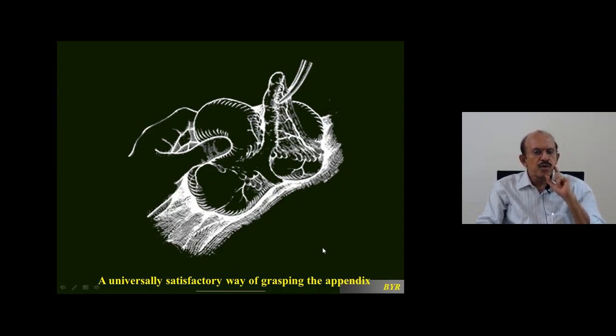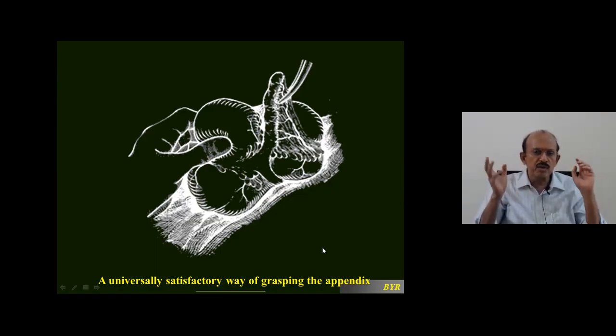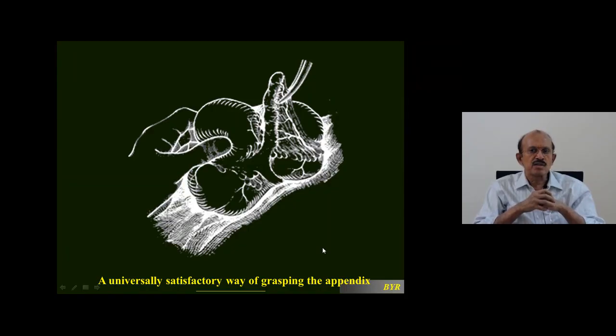So how to locate the appendix? The appendix can be in the retrocecal position. It may be in the pelvic position. It may be paracecal, subcecal, pre-ileal, post-ileal. So it can be in various places. Once you open the iliac fossa, the appendix won't come and greet you with a good morning, sir. It won't say like that. You have to diligently search and find it out.